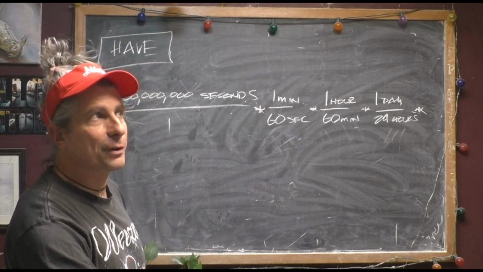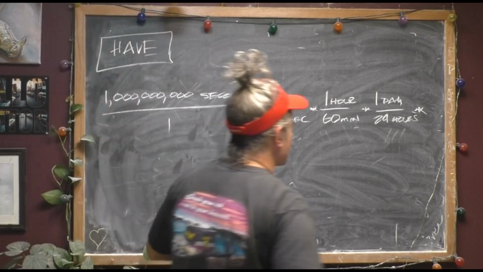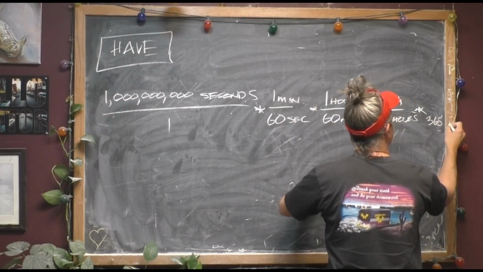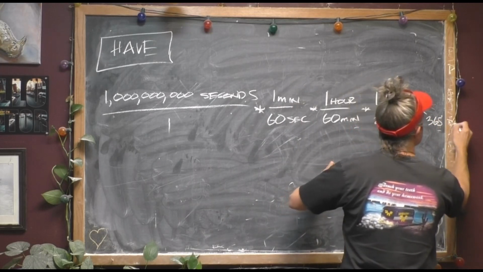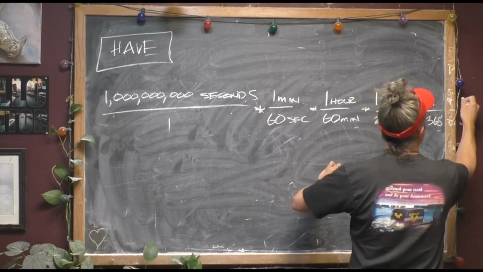Technically speaking, there are 365.24 days in a year. That's why we have leap years. But I'll just go with 365 here. And I'm almost out of room. Hopefully you can see that. 365 days in 1 year.